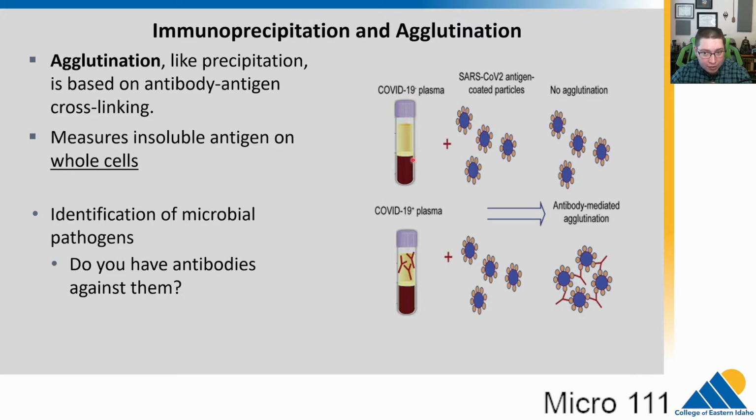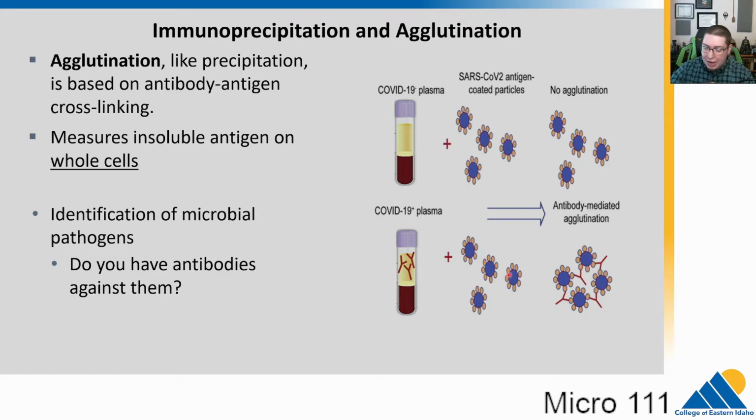We could be looking at whether someone has COVID-19 antibodies in their blood. So someone who has not been infected with COVID-19 will not have any antibodies in their serum, and these will not attach to particles that have COVID-19 antigen on them. But if someone's been exposed and has formed an immune response, they will make antibodies against COVID-19, and these antibodies will cause these particles to agglutinate, or basically clump up and form a clump.